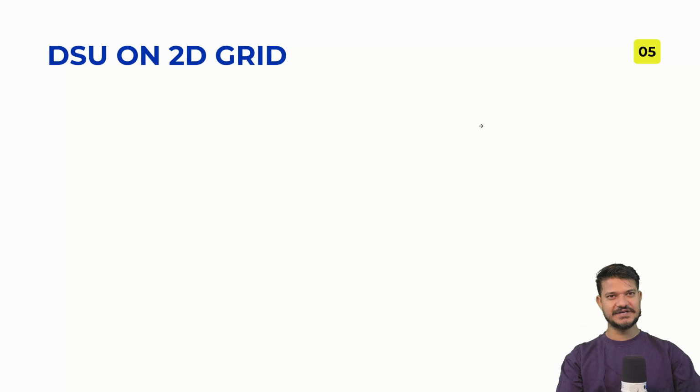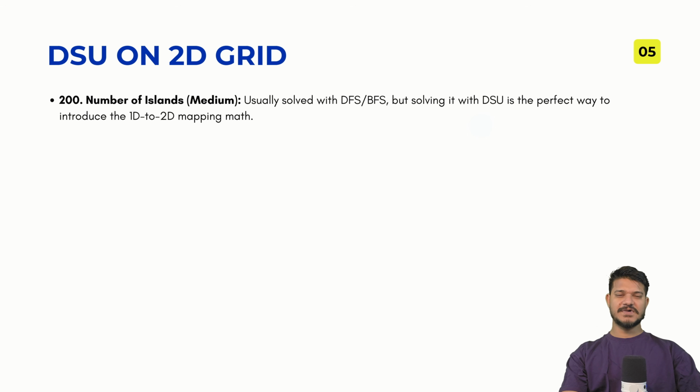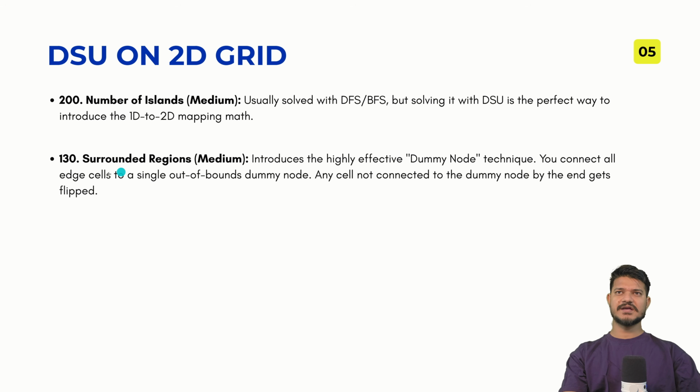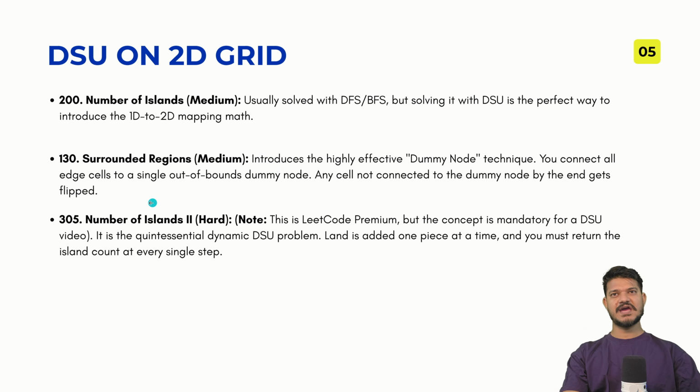Finally, DSU on 2D grid. Basically, you apply disjoint set union on a 2D grid, right? So LeetCode 200 Number of Islands. Again, you are given a 2D grid and you have to apply DSU on that to solve this problem, medium level problem, right? And again, Surrounded Regions, medium level question, LeetCode 130. Then we have a hard problem, LeetCode 305 Number of Islands 2, right? 200 and 305, medium and hard level problems. So you'll be able to solve both of these using DSU on 2D grid.